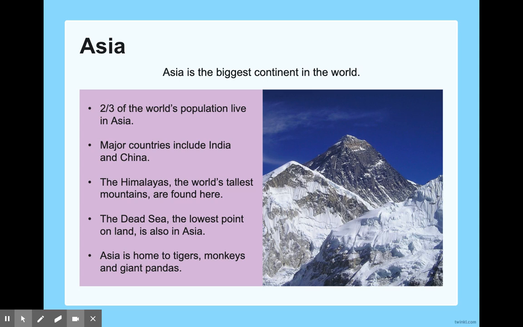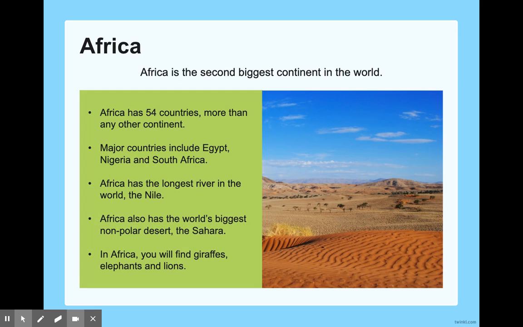The Himalaya Mountains, the world's tallest mountains, are found in Asia. And the Dead Sea, which is the lowest point, is also in Asia. Asia is home to tigers, monkeys, and giant pandas. So just a little bit of information. And I'm sure if we were in class, you would be able to tell me a lot more about Asia. And we probably even have some of your classmates who might be from Asia as well.